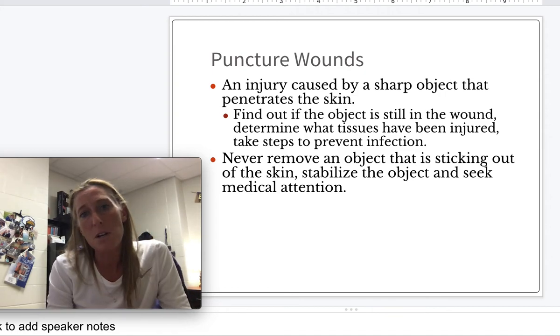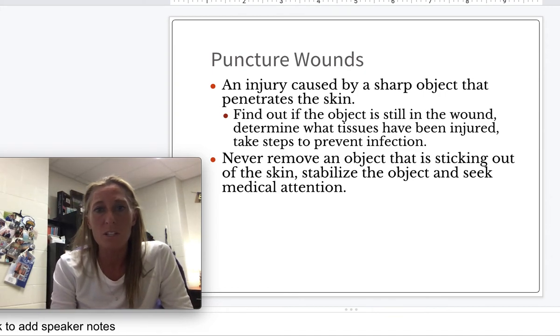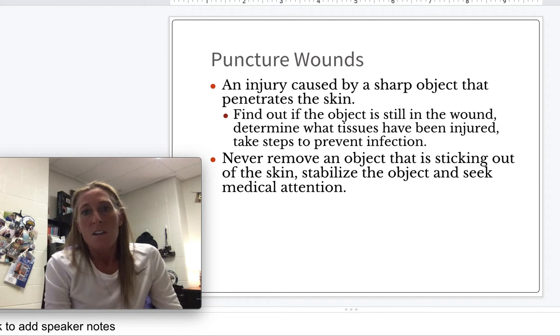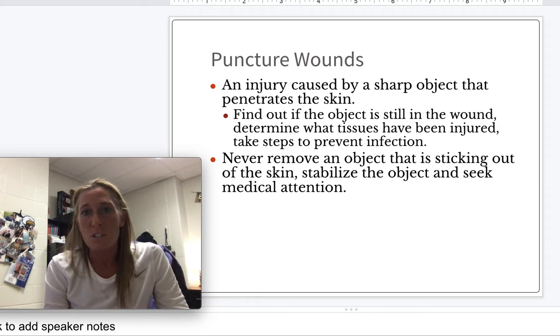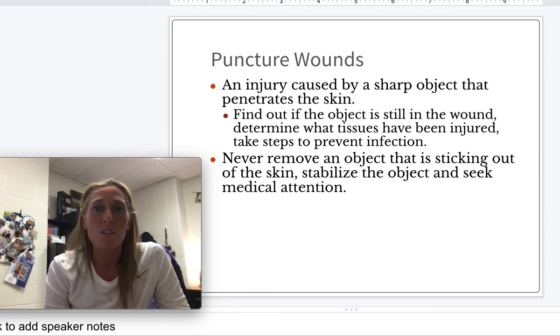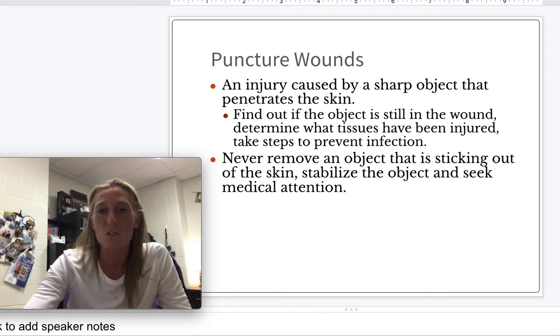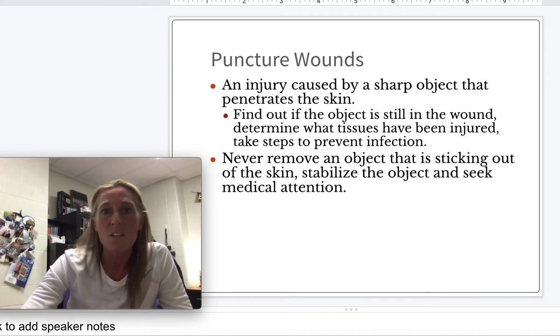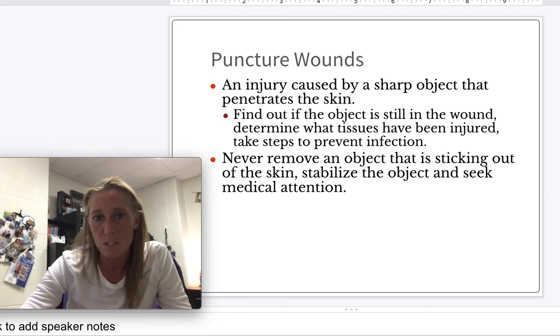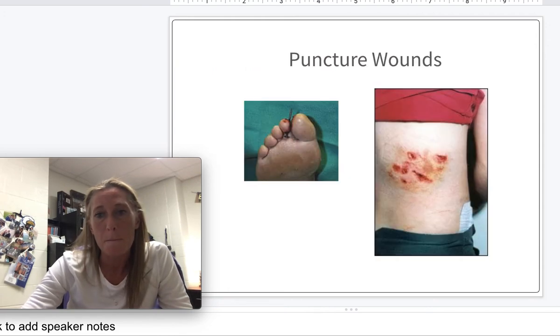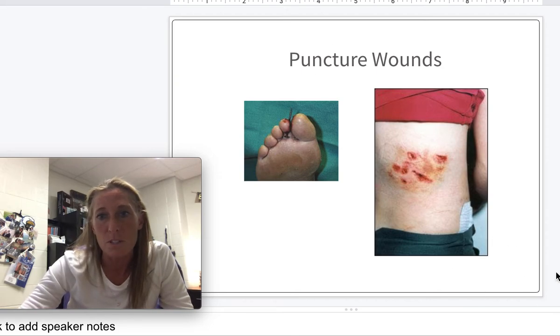Puncture wounds, an injury caused by a sharp object that penetrates the skin. First, you need to find out if the object is still in the wound. If it is out, determine what tissue has been injured and take steps to prevent infection. Never remove an object that is sticking out of somebody, because if you do, the bleeding may start profusely. So leave that in and get them to the hospital. Example of puncture wounds, you can see there's a nail here. This is probably a stab.